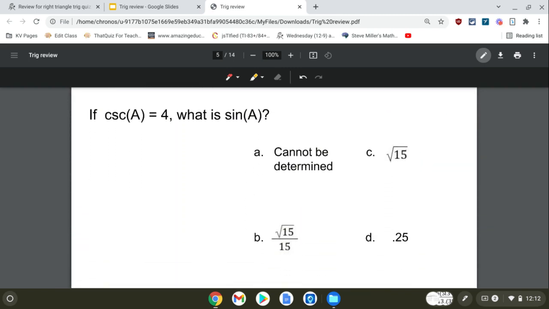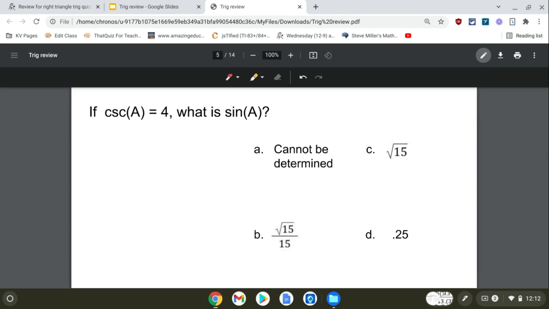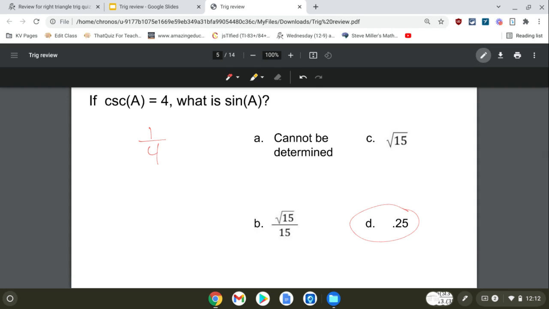If cosecant is equal to 4, what is sine of that angle? Cosecant is the reciprocal of sine. So if cosecant is 4, then sine is going to be 1/4, which will be 0.25 as a decimal. These two are just reciprocals. Cosecant and sine are just reciprocals.